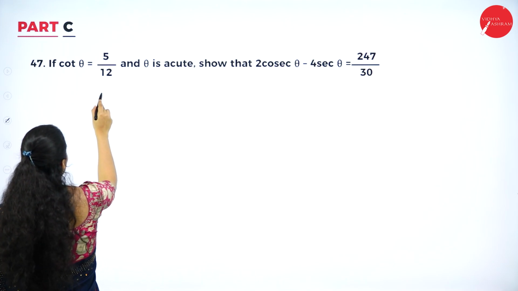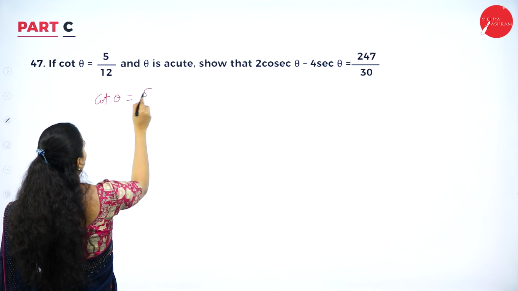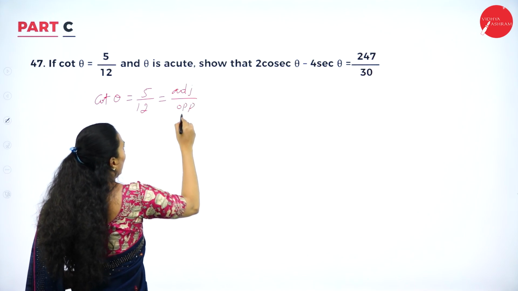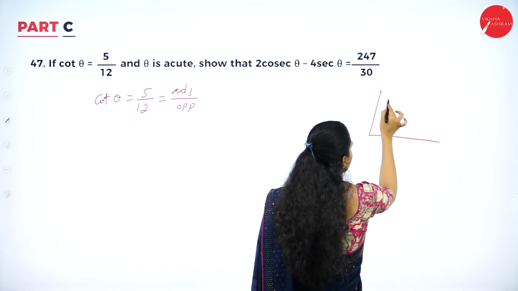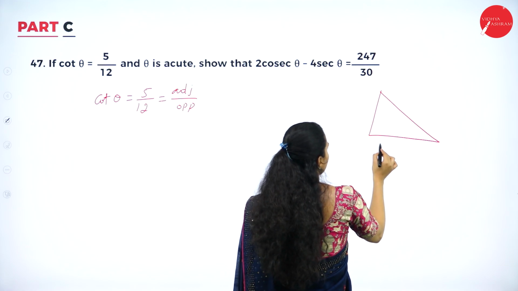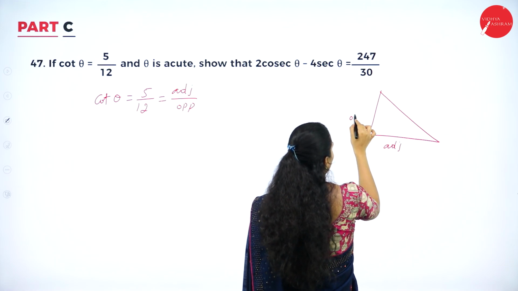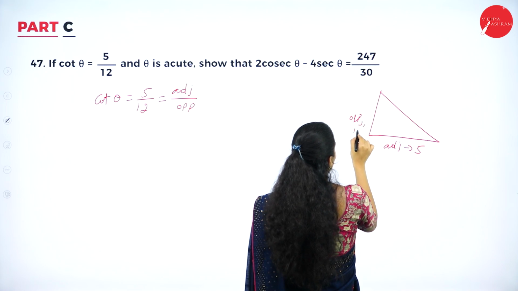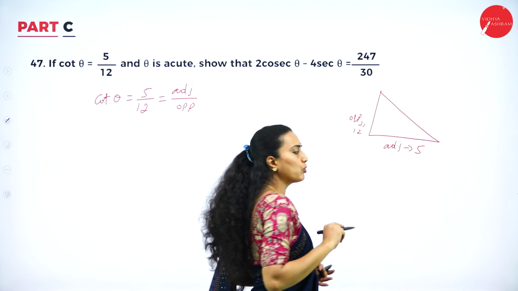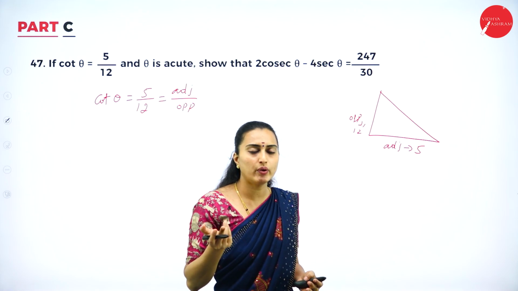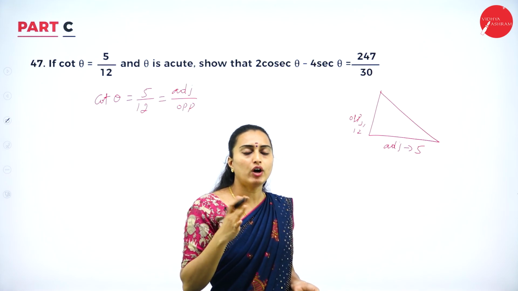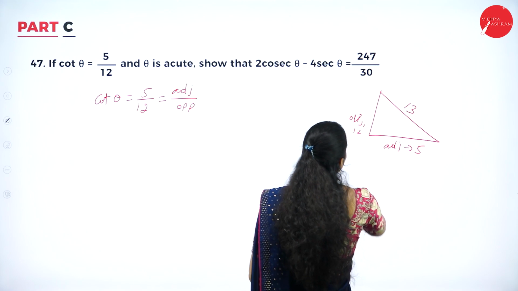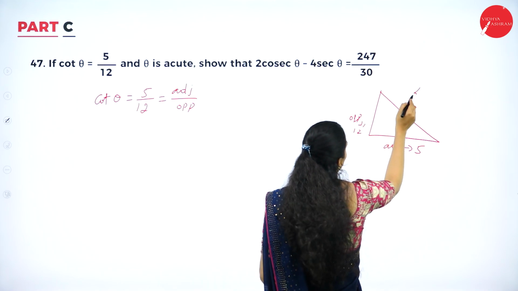Now what have they given? Given it is cot theta, cot theta is 5 by 12. What can cot be defined as? It is adjacent divided by opposite. Now let me make the right angle triangle, with the adjacent and the opposite. Adjacent they have given as 5 and opposite they have given as 12. Now what is the hypotenuse? Hypotenuse is the square root of 12 squared plus 5 squared. 12 squared is 144, 5 squared is 25, 144 plus 25 is 169, and the square root of 169 is 13. So the hypotenuse is equal to 13.